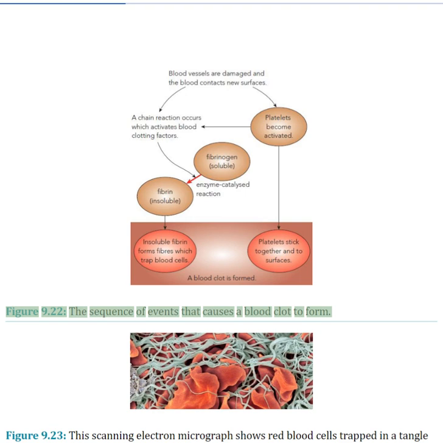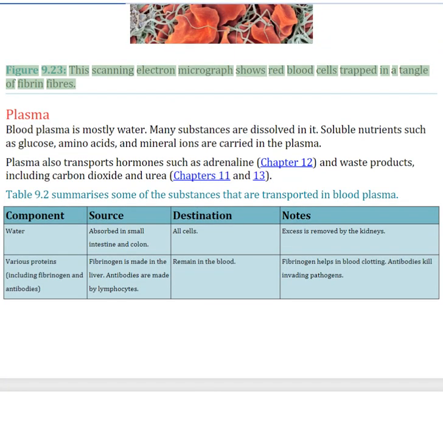Figure 9.22, the sequence of events that causes a blood clot to form. Figure 9.23, this scanning electron micrograph shows red blood cells trapped in a tangle of fibrin fibers.